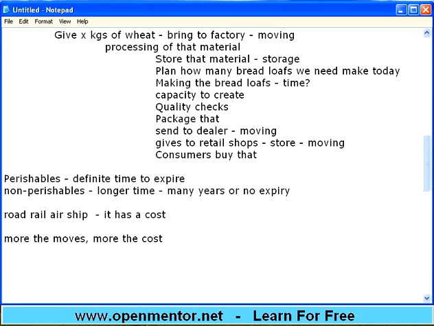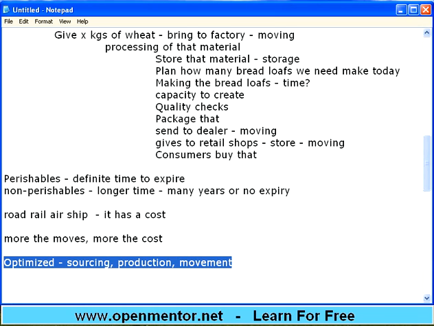So in supply chain management, we need to source the right amount, plan for the right quantity, manufacture only the right quantity, and move the right quantity. Everything should be optimized: optimized sourcing, optimized production, optimized movement. If you are able to do that, you can optimize the price and maximize your profitability. So this is the fundamental of supply chain management.